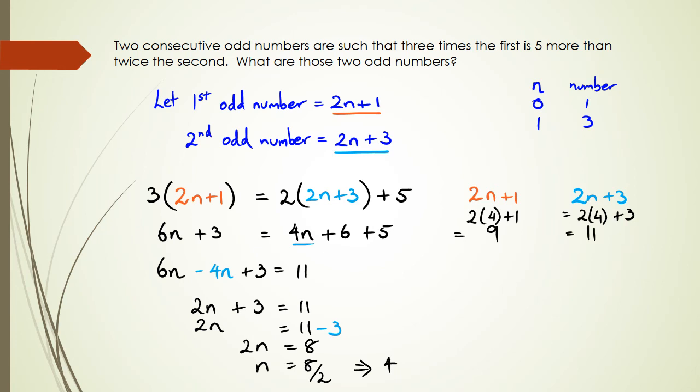So in the end, what you say is the two odd numbers are 9 and 11.